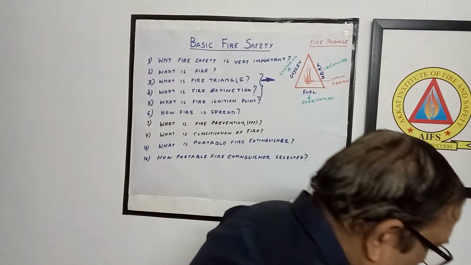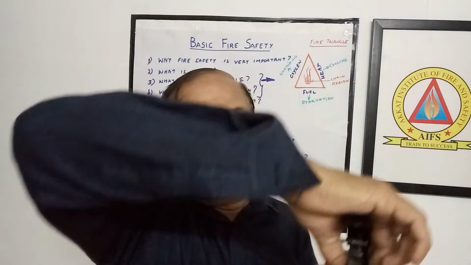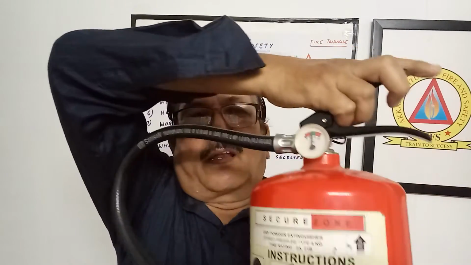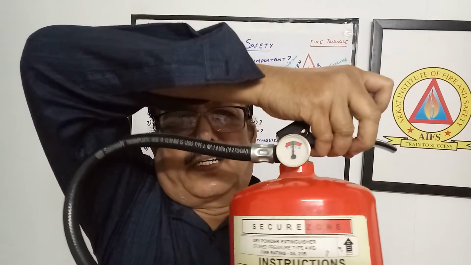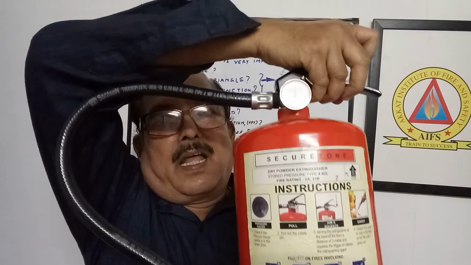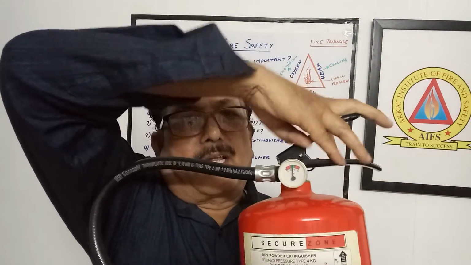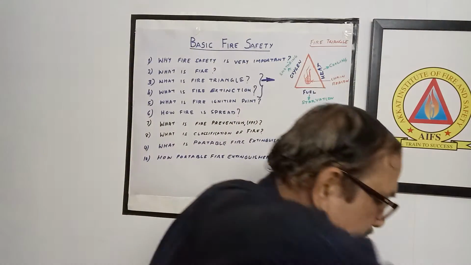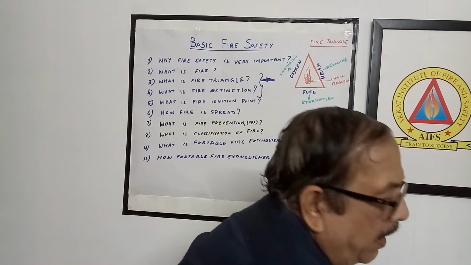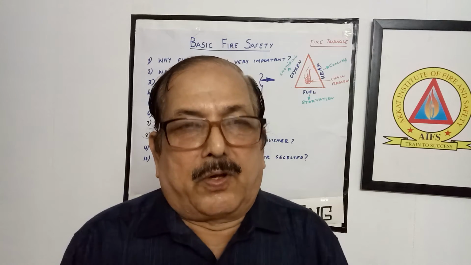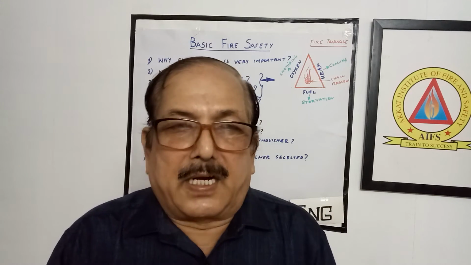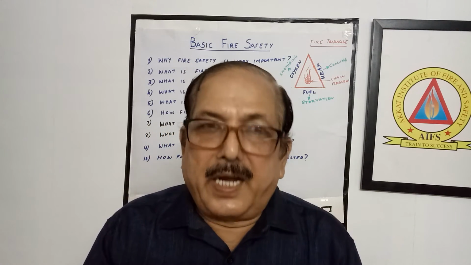What I also just told you, there is a pressure gauge. You can see that the pressure gauge is available here. When it is in the green zone, this indicates that it has sufficient pressure and you can operate it. So this is a practical example of a fire extinguisher which I have shown you. By seeing the color code, you can easily identify it.